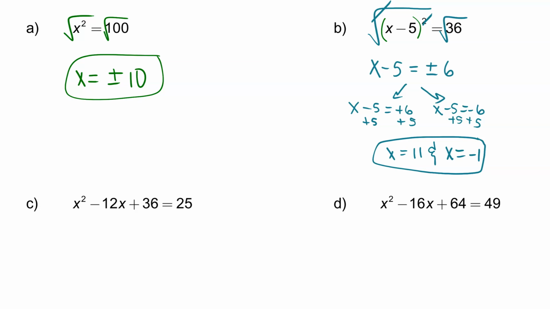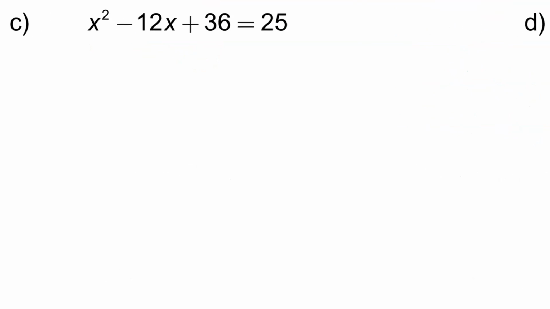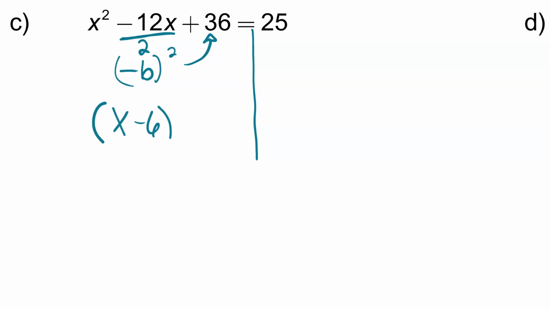So for part C, we have x squared minus 12x plus 36 equals 25. Now I could subtract 25 from both sides and then factor and solve, but we're supposed to be using the square root property. So can I write the left side as something squared? Is the left side of C a perfect square trinomial? If I take the middle and divide by 2, so negative 6, is negative 6 squared going to be 36? Yes. So I can write this as x minus 6 times x minus 6, aka x minus 6 squared.